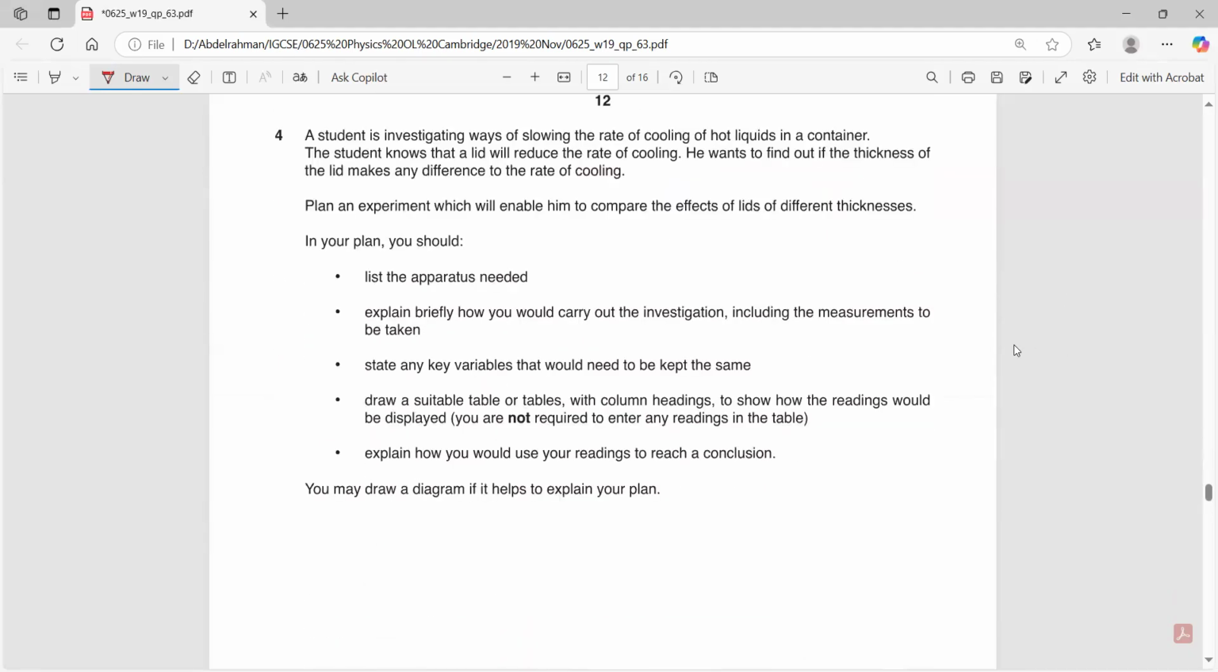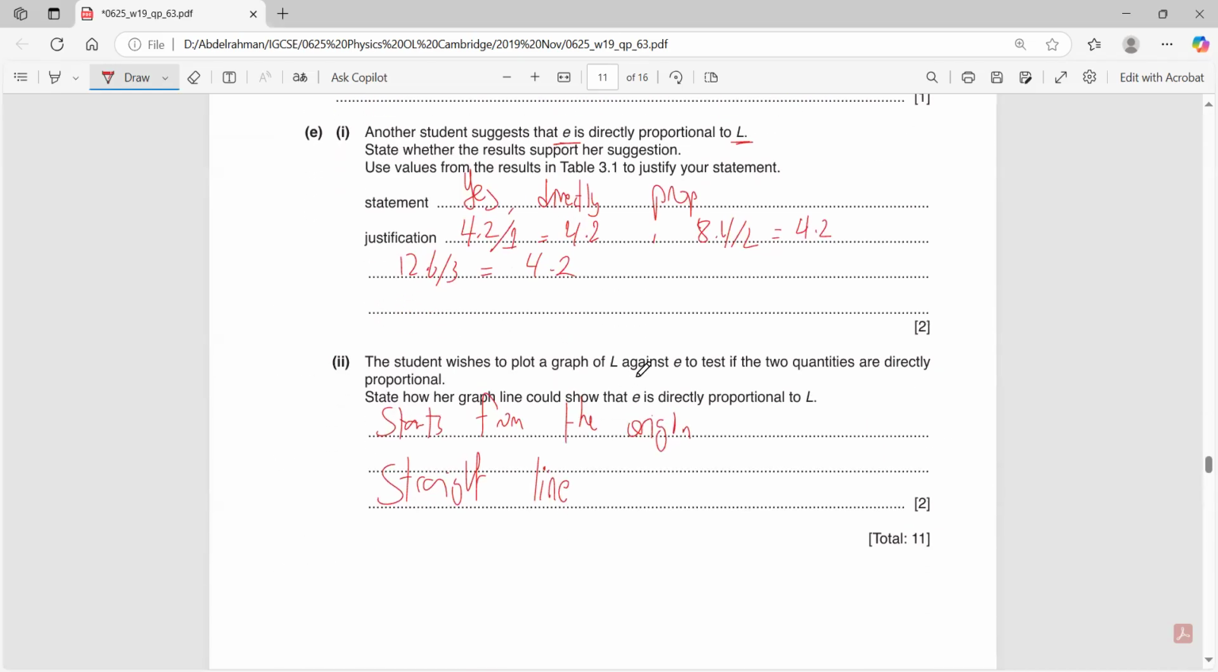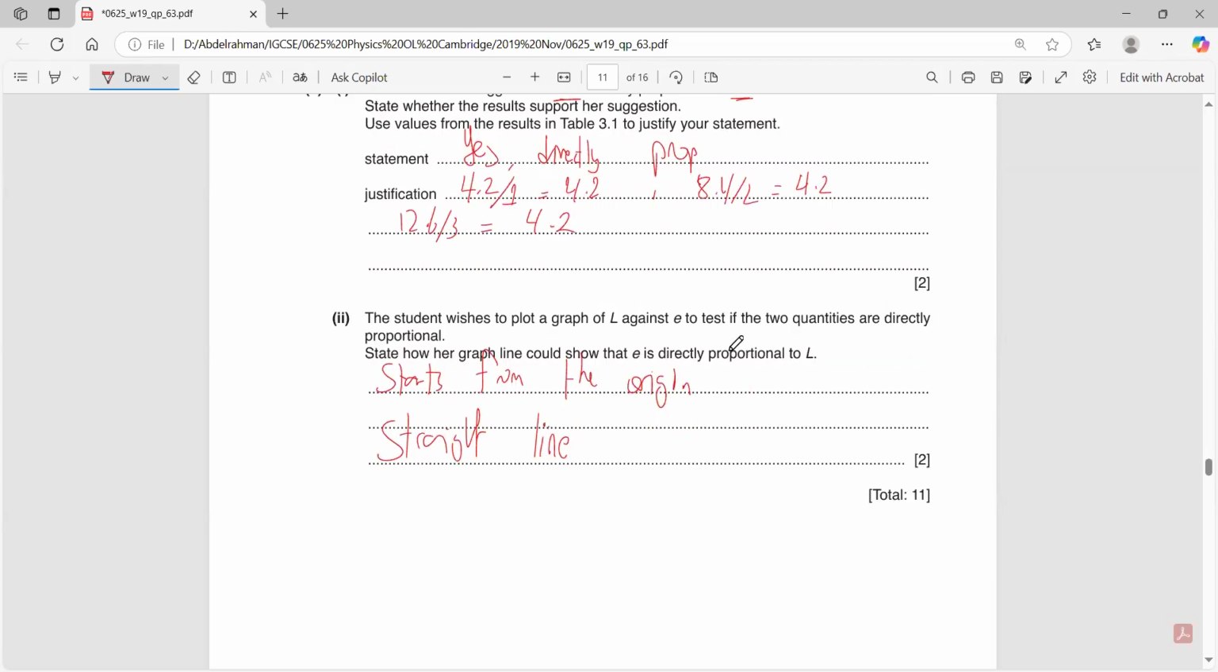A student is investigating extension. If you want to plot the graph of the load against the extension, how can I know if this graph is directly proportional or not? When you plot the graph, if it starts from the origin, then it is a direct proportional graph. And if it's a straight line, if both conditions are satisfied, then this would be a directly proportional graph. If one of these conditions isn't satisfied, then it's not a directly proportional graph.